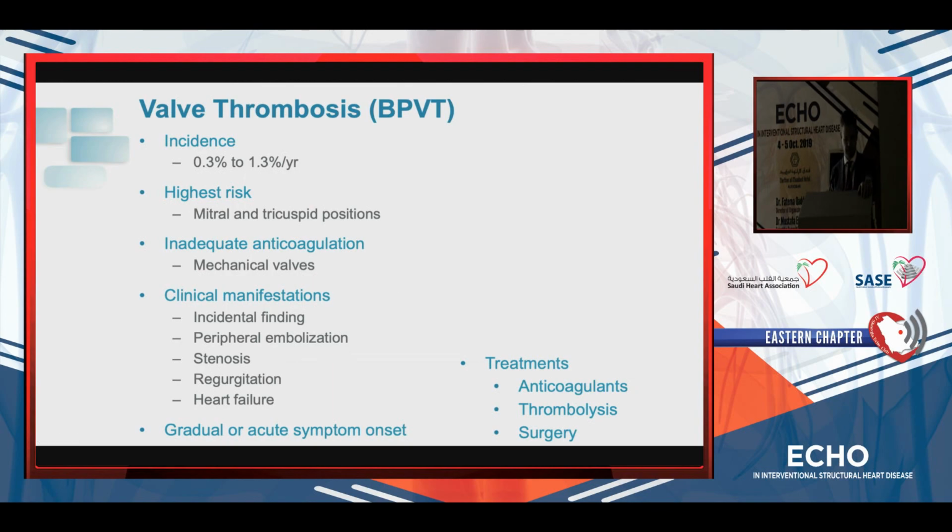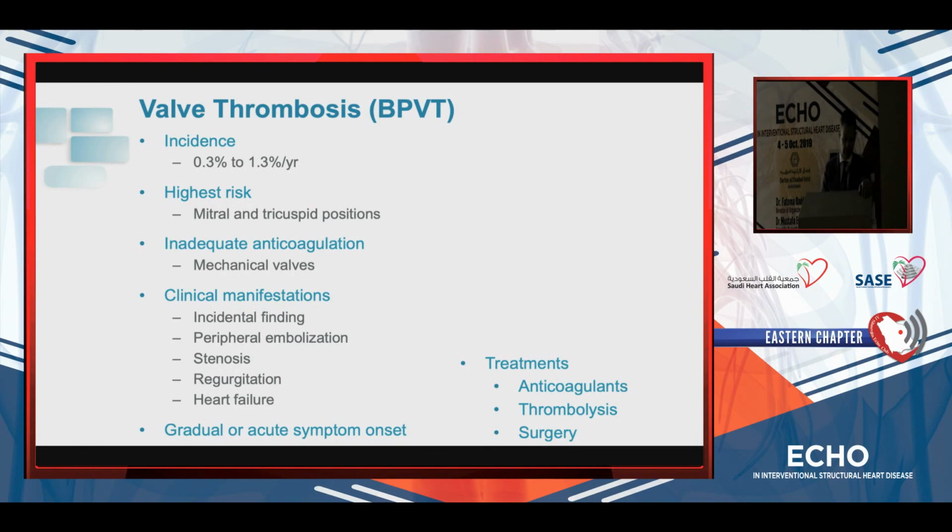Another problem is valve thrombosis. The incidence is around 0.3 to 1.3%. It is a big issue being discussed in TAVI valves, but actually the highest rates are seen in the mitral and the tricuspid position. Of course, in mechanical valves, you can see it in patients with inadequate anticoagulation, and the clinical findings are frequently heart failure, dyspnea, and these kinds of things.